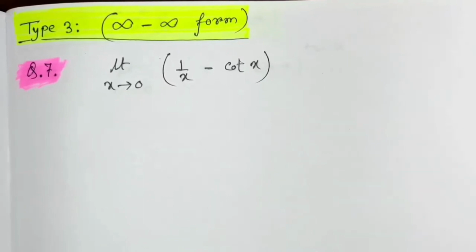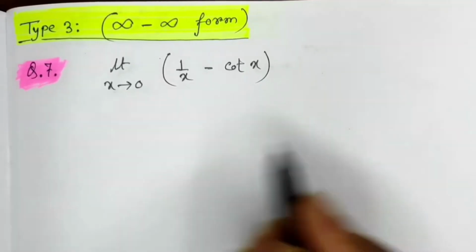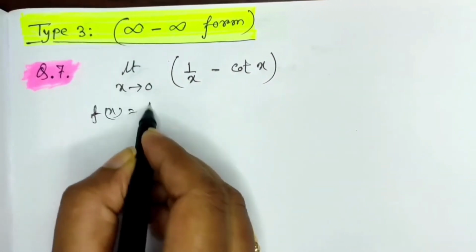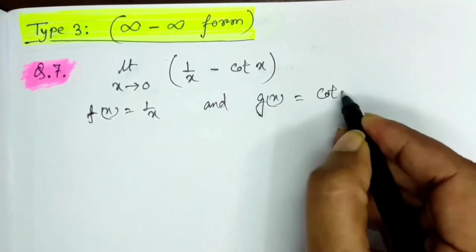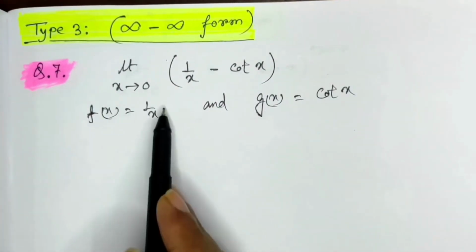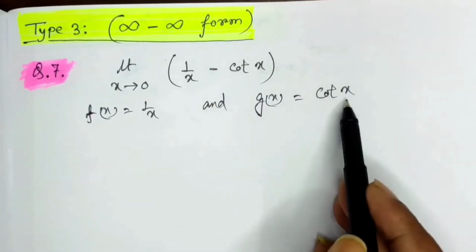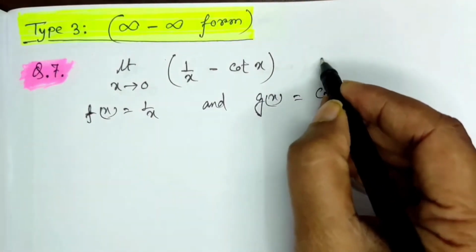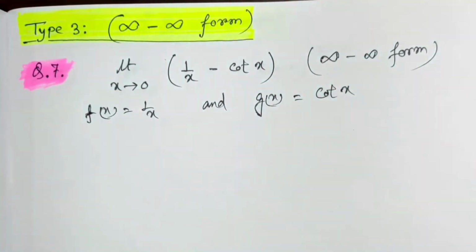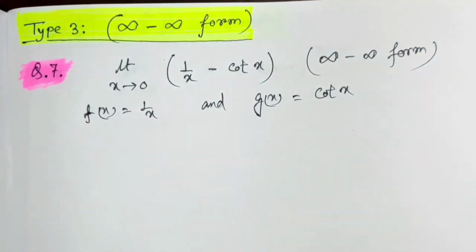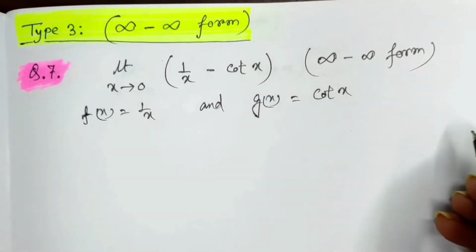So one more example is here. In this example we consider f(x) equal to 1 by x, and g(x) equal to cot x. Now when x tends to 0, f(x) is definitely infinity, and g(x), that is cot 0, is infinity. So this is in the form of infinity minus infinity, is it not? If a given limiting value is in this format, then we can convert it into the 0 by 0 form very easily. So how, if we want to know that answer?